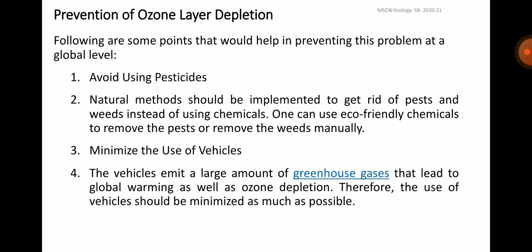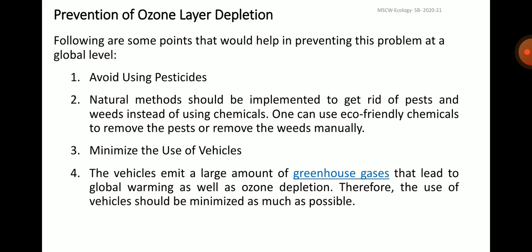So, now what about the mitigation or prevention of ozone layer depletion? You can mention the following are some points that would help in preventing this problem at a global level. You can avoid using pesticides. Natural methods should be implemented to get rid of pests and weeds instead of using chemicals. One can use eco-friendly chemicals to remove the pests or remove the weeds manually, and minimize the use of vehicles.